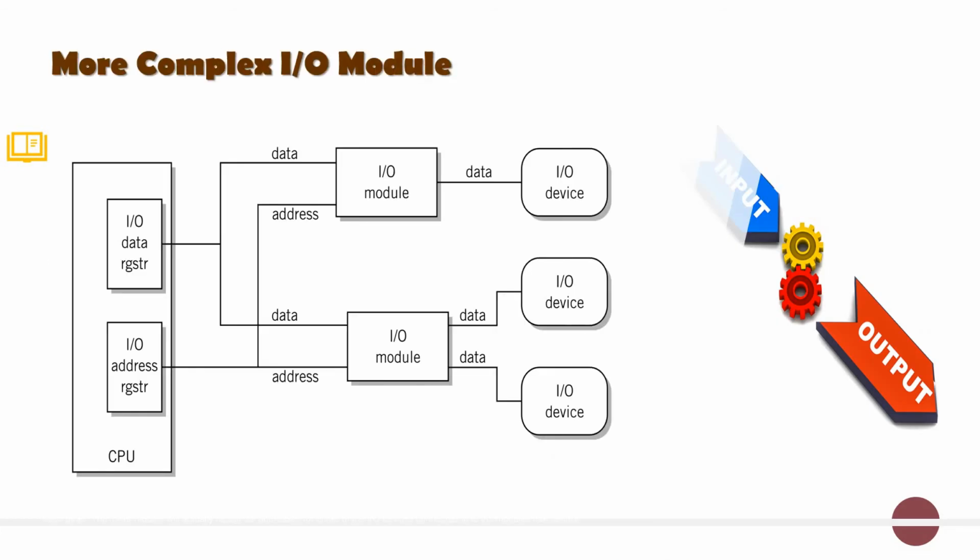More complex I/O module. I/O modules may be very simple and control a single device, or they may be complex, with substantial built-in intelligence, and may control many devices. A slightly more complex arrangement is shown in this figure. The additional I/O modules require addressing to distinguish them from each other. The lower module will actually recognize addresses for either of the I/O devices connected to it. I/O modules that control a single type of device are often called device controllers. For example, an I/O module that controls disks would be a disk controller.